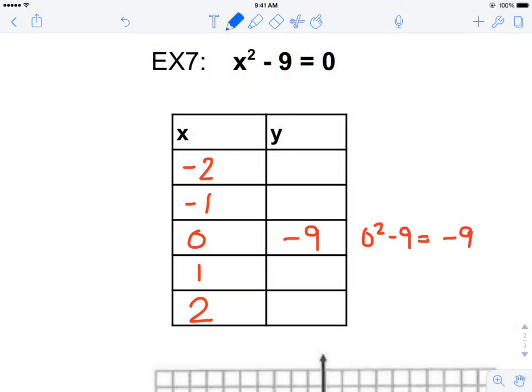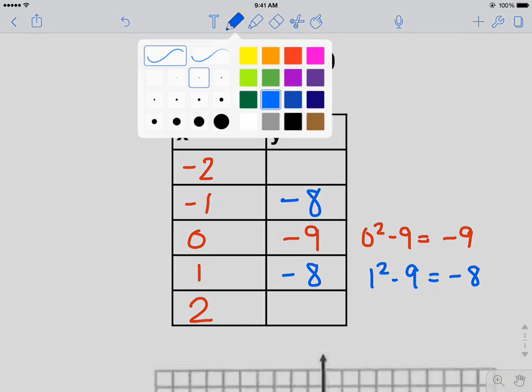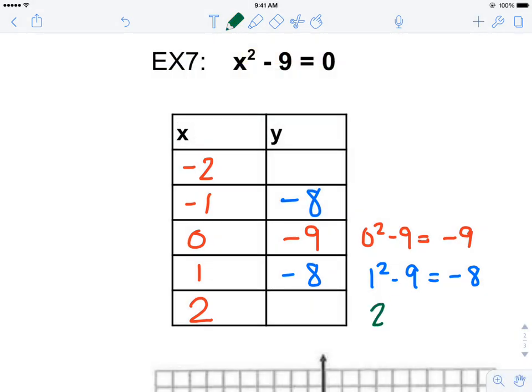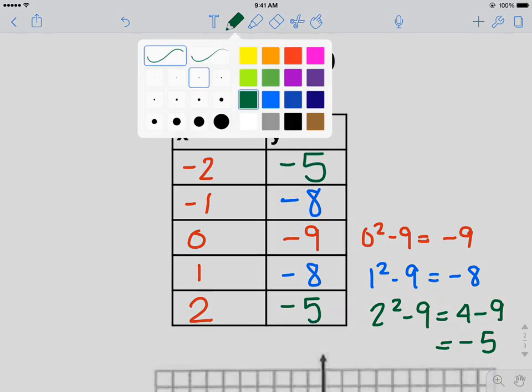Now I'm going to plug in 1. 1 squared minus 9 gives me -8. And I can put -8 on the other side too. Now I am going to do 2 squared minus 9 gives me 4 minus 9, which is equal to -5. -5 on both sides.